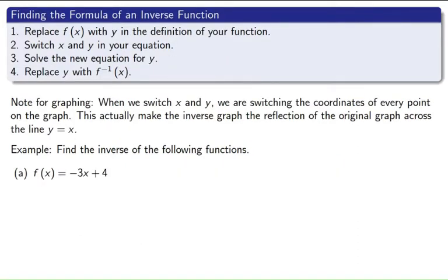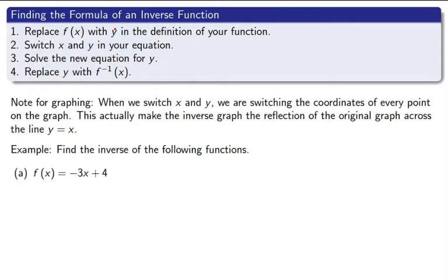Alright, so let's talk about how to do this in general. Remember that the idea is the input and output roles get switched. So why don't we switch the roles of x and y? That's how we can make this work. The way that we find an inverse is replace f of x with y, switch x and y, and then solve for y again. If we solve for y in that equation, we have the inverse.